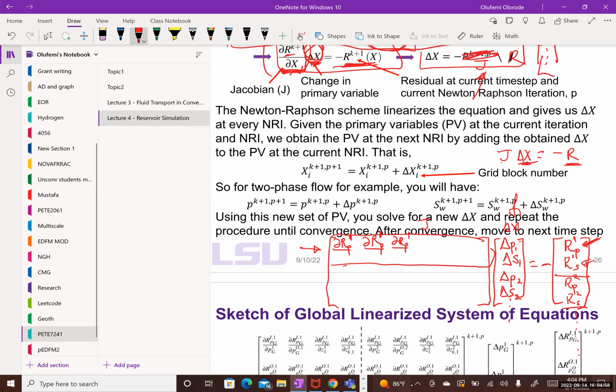So that's what you should know. Now, what are you differentiating the first one with respect to? See this guy? P1, right? So the first primary variable in the first grid block, P1. What's the next one? S1. This is the P1. So the RP1, the P1 is the first entry. First row, second column. The R1, the P, the S1.